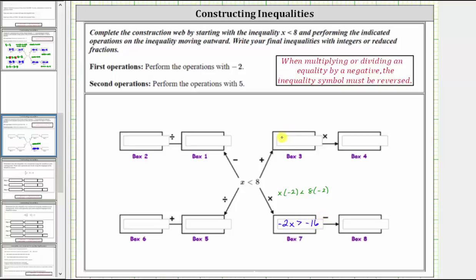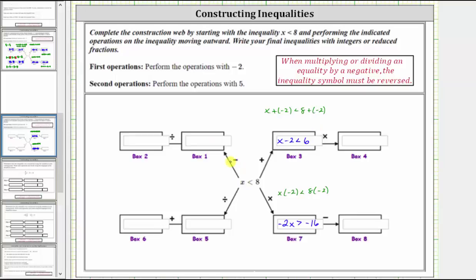In this direction, we add -2 to both sides, which gives us x plus -2 is less than 8 plus -2. Remember, we only reverse the inequality when we multiply or divide both sides by a negative. So here we have x plus -2 on the left, which is equivalent to x minus +2. So we have x minus 2. The inequality remains less than. On the right, we have 8 plus -2, which is +6.